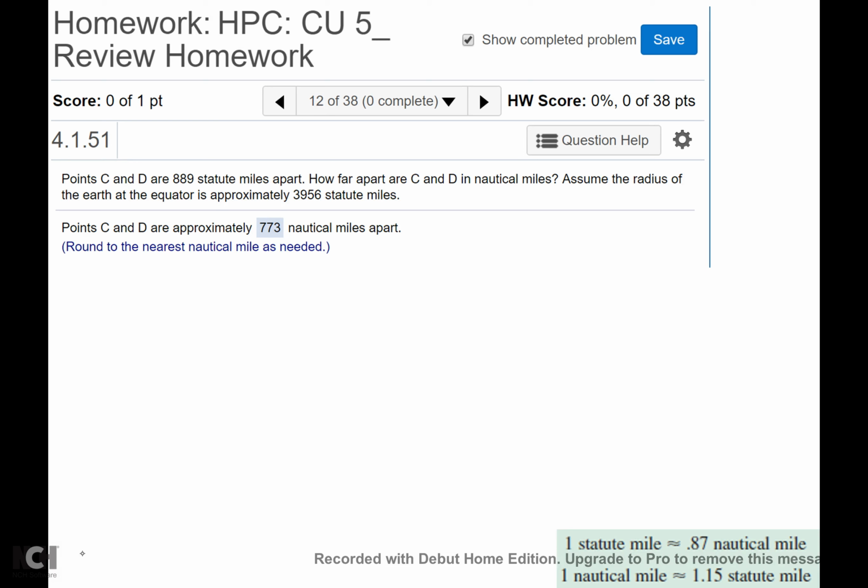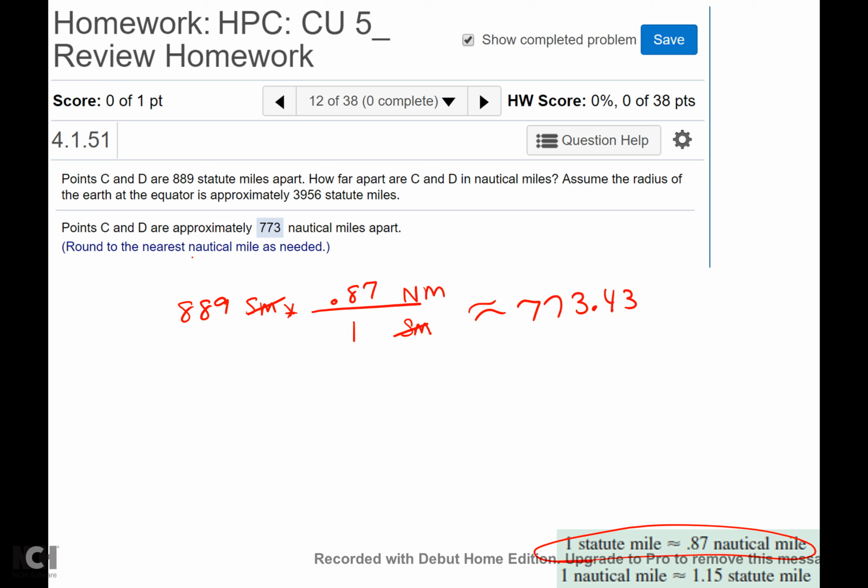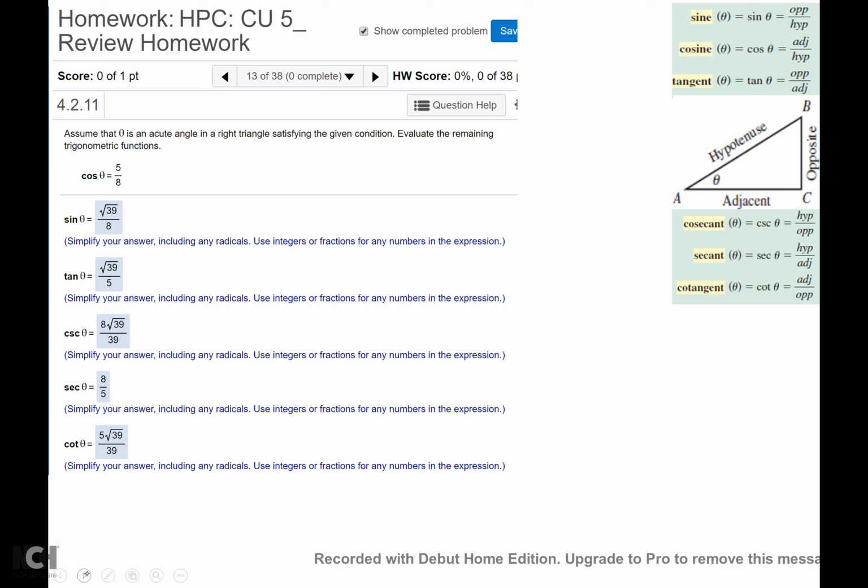All right, it says points C and D are 889 statute miles apart. How far apart are C and D in nautical miles? Assume the radius of the Earth at the equator is approximately 3956 statute miles. Okay, it says points C and D are 889 statute miles, and I want to convert to nautical miles. So if I want statute miles to go away, I put it on the bottom. I want nautical miles on top. You can use either one of these, it doesn't matter. I'll just use this one. One statute mile is 0.87 nautical miles. So statute miles cancel. I have 889 times 0.87, and I get 773.43, and it says to the nearest mile, so the 4 won't bump it up, and it's 773.